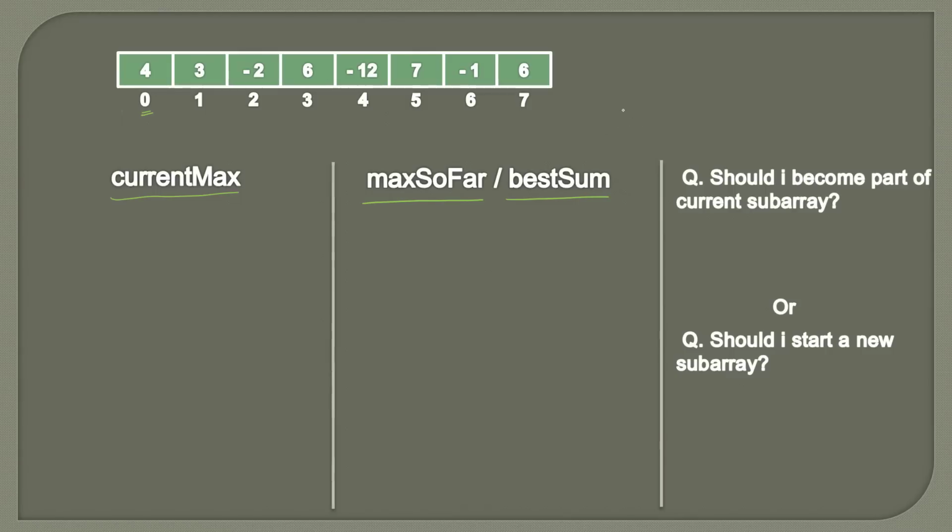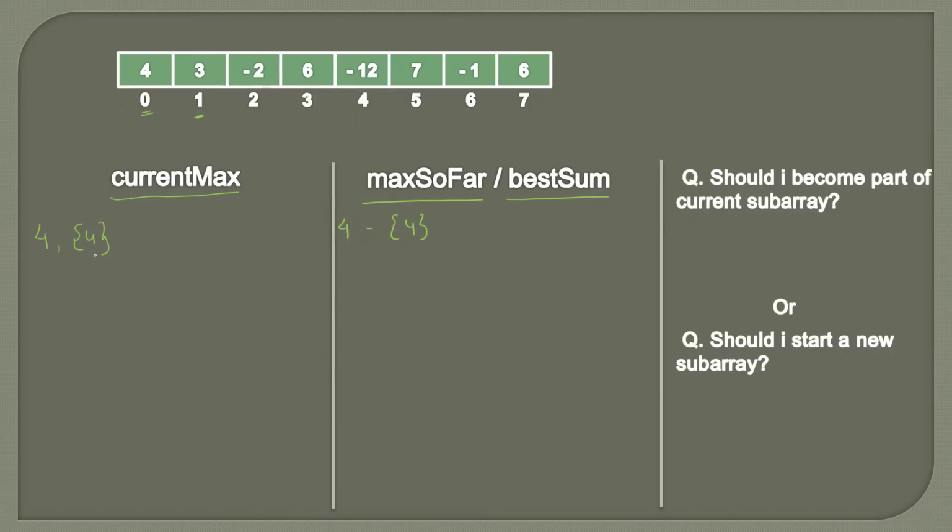So usually at the start, the current max is 4 and it has been formed by this subarray. And we simply take 4 as the max so far being formed by this subarray. Now we'll go to the first index. So at this index, 3 will decide should I become part of the current subarray.